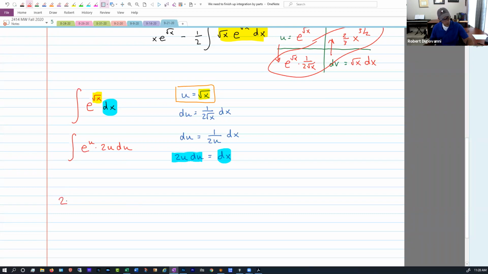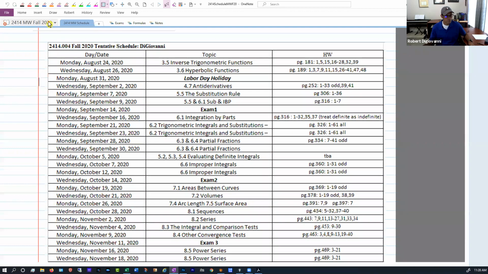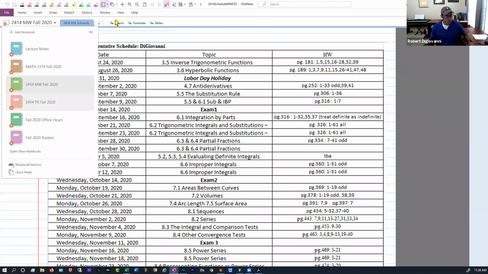I'll go one step further. I'll pull a 2 out. I'll rewrite this as u e to the u du. Any questions? Okay. So there's where we are now. Anyone have any ideas on how we can go about that? Yeah, I'll take integration by parts. Integration by parts, good. So look, if I go back to the exam, where was it?